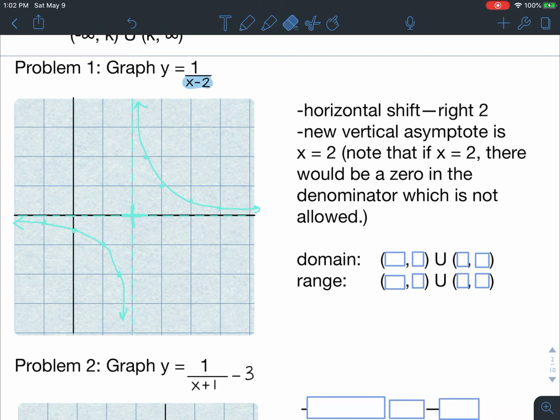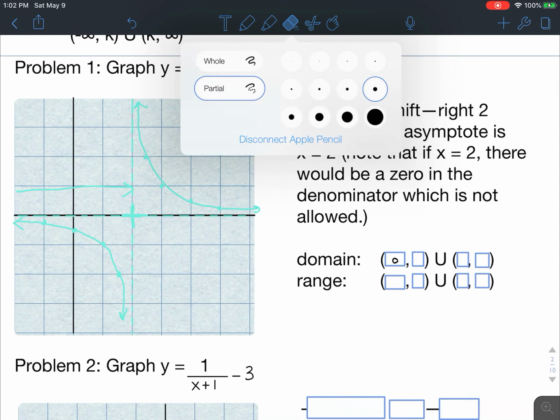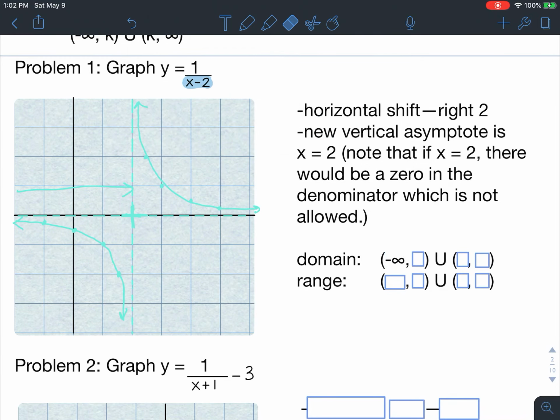Okay, let's talk about the domain. The domain has to do with the vertical asymptote. So the domain is going to be negative infinity up to 2, and then the other side of 2 to infinity. The range hasn't changed because there were no vertical changes. So it's going to be negative infinity to 0, 0 to infinity.